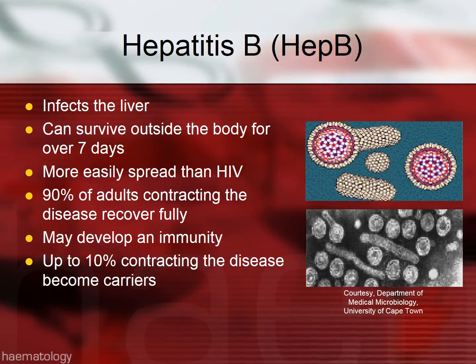So the next thing that we're going to be talking about is a bloodborne pathogen, hepatitis B, commonly referred to as Hep B. This is going to infect the liver just like hepatitis C, but with this one, it can actually survive outside the body for 7 days. So let's say that your employee is working on the floor. They're doing something.